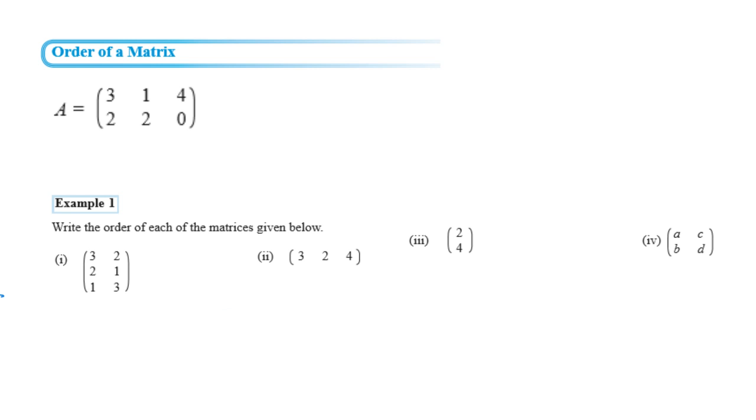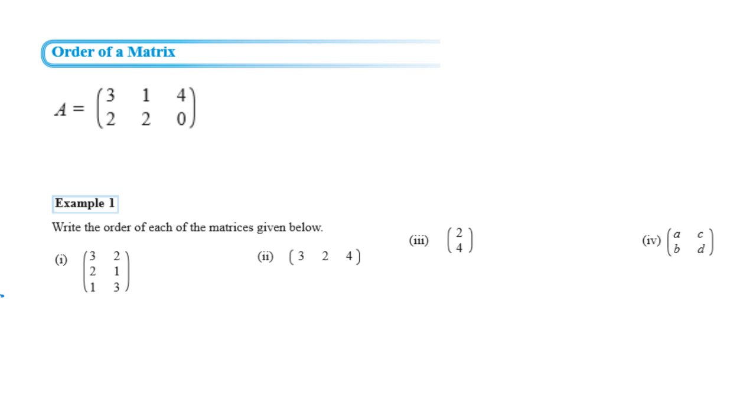Order of a matrix. So first we have a matrix A equal 3, 1, 4, 2, 2, 0. Here number of rows equal to 2. Number of columns equal to 3. So we can write this order as 2 by 3.